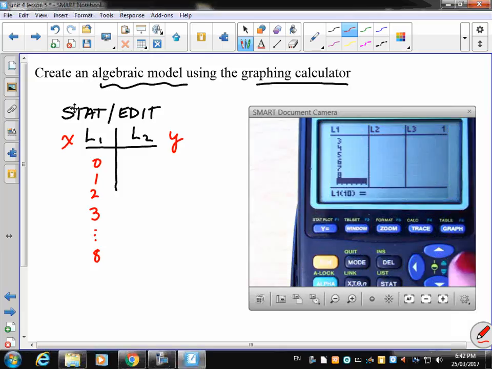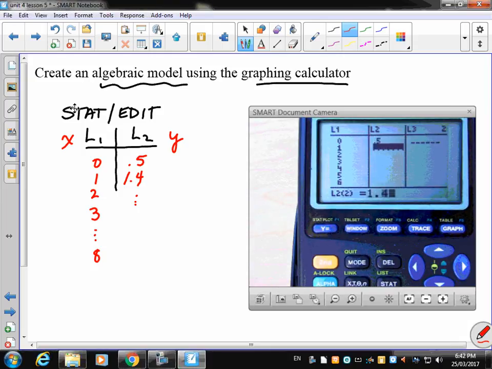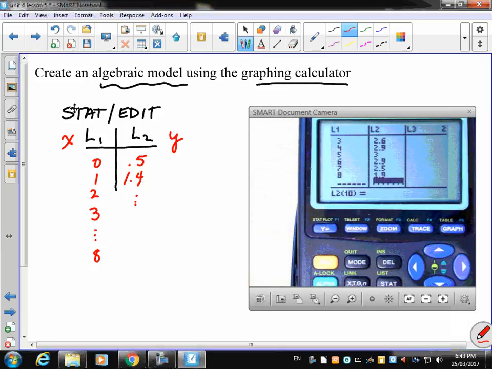Then we scroll to the right and we're ready to enter the L2 data, which is our height above the lawn data. So we have 0.5, 1.4, and so on there. And I'll just enter that. And you need to check that you've got the same number of pieces of data in both columns. If you have one piece missing, it's going to squawk at you. Okay, so we've got all of our data entered.